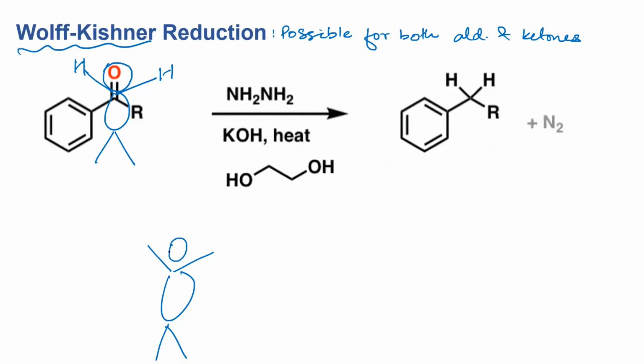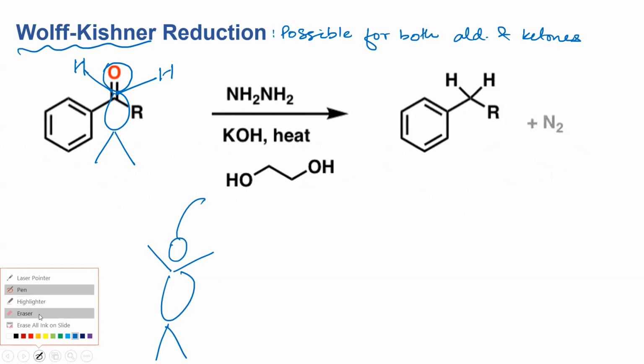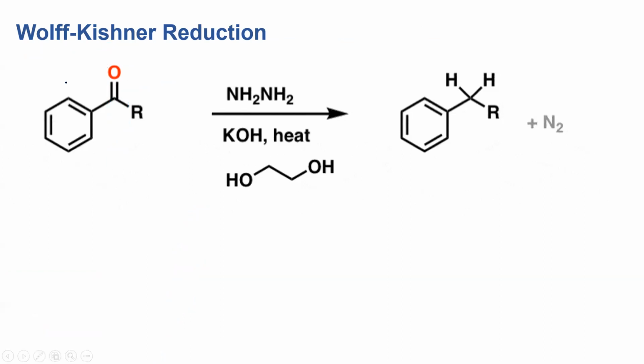So Wolff-Kishner is like Bhangra. You will remove the O and you will add the hydrogens. And how can you remember hydrogens? You can remember hydrogens with hands, right? Can you guys remember now Wolff-Kishner reduction? Yes or no? Please tell me. Yes, sir.